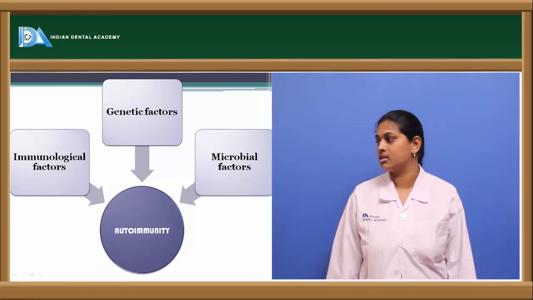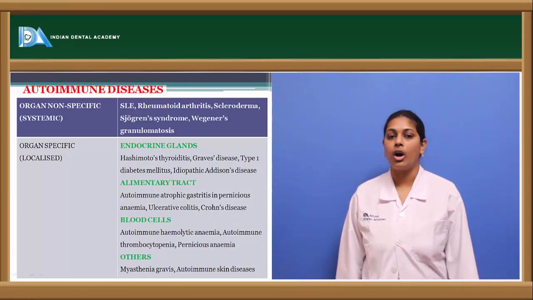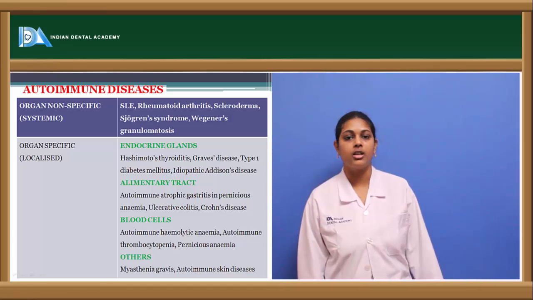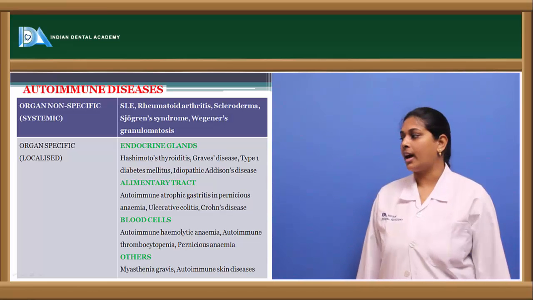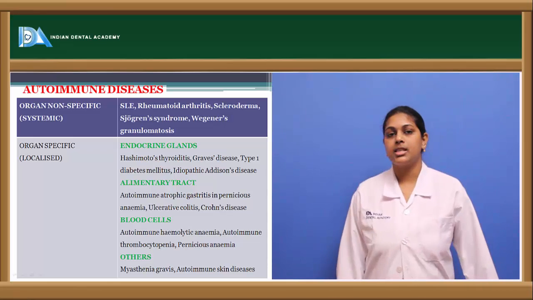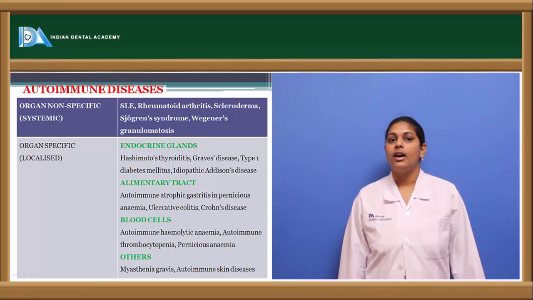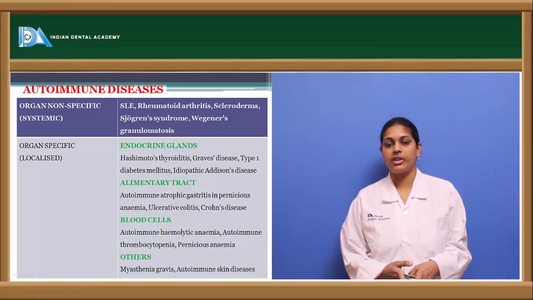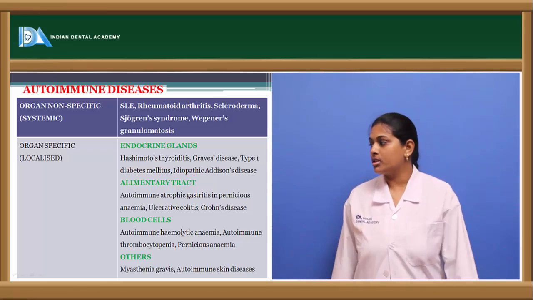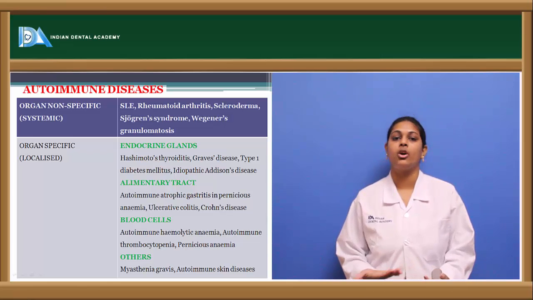Coming to the autoimmune disorders, they can be further divided into organ non-specific or organ specific. Organ non-specific means they are not specific to a particular organ, but rather can be seen diffusely or widely distributed throughout the body. Amongst them, the first one is systemic lupus erythematosus, which is widely distributed throughout the body and not specific to a particular organ. The other ones are rheumatoid arthritis, scleroderma, Sjogren's syndrome, and Wegener's granulomatosis. These are a few illustrations of the organ non-specific autoimmune disorders.